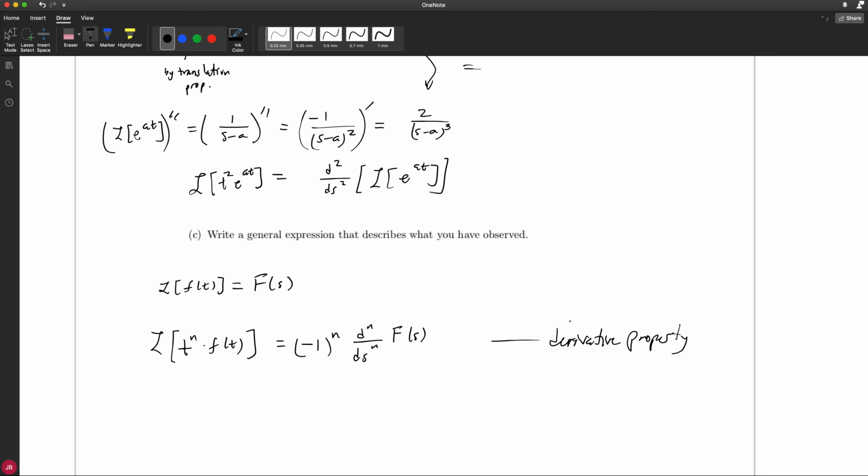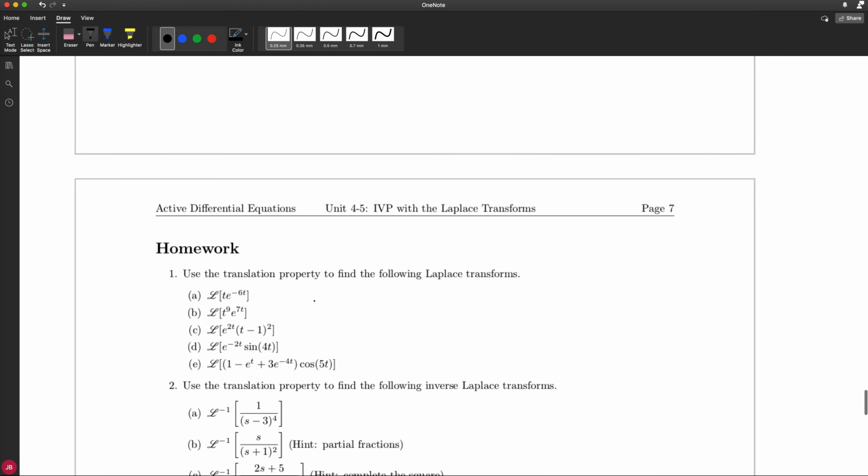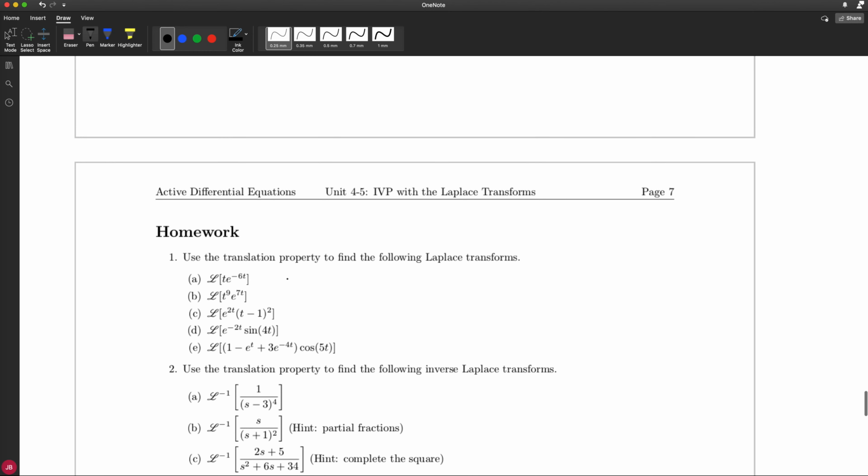And so let's talk a little bit about the homework here. For numbers 1 and 2, I want you to use the translation property to find these Laplace transforms. So you'll notice here I'm multiplying by e to the minus 6t. So this is the same as the Laplace transform of just t, but you evaluate at s minus negative 6, so s plus 6, right? So I think you know what the Laplace transform of t is. It's on your chart. So instead of s, you just plug in s plus 6. You see how that works?